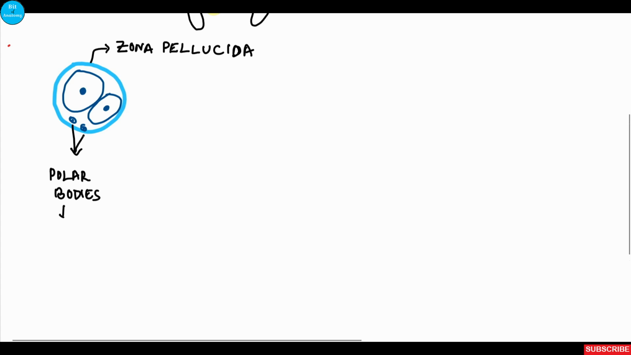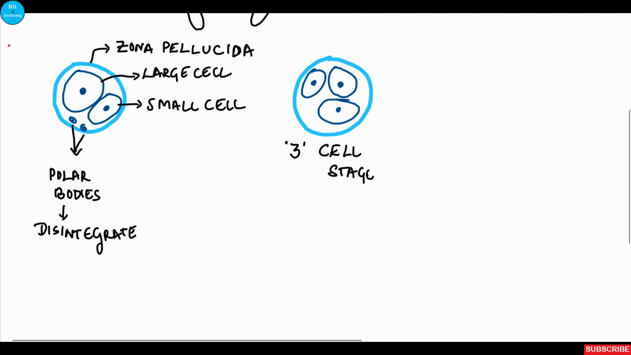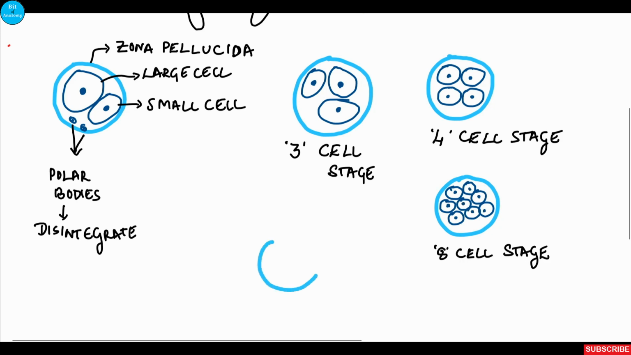There will be two polar bodies which will eventually disintegrate. During the cleavage division, the large cell will divide first and then the small cell will divide. So with the division of the large cell, we can appreciate a 3-cell stage of the embryo. Next the small cell will divide, resulting in a 4-cell stage of the embryo. Eventually the 4-cell stage is converted into an 8-cell stage, and the 8-cell stage is converted into a 16-cell stage.